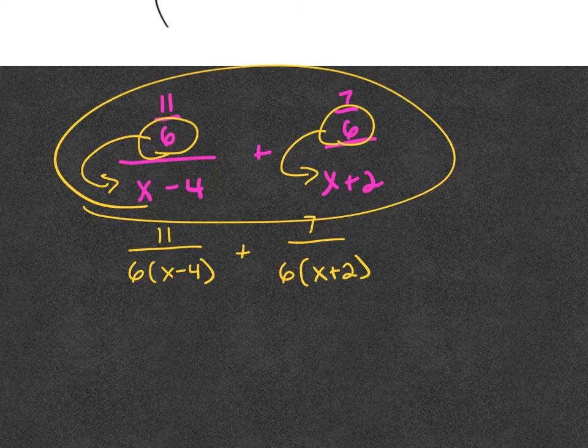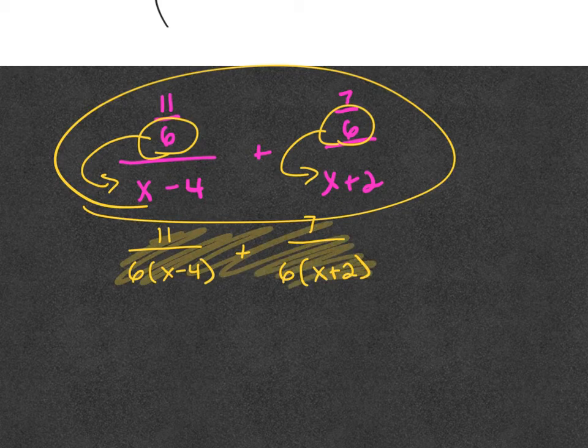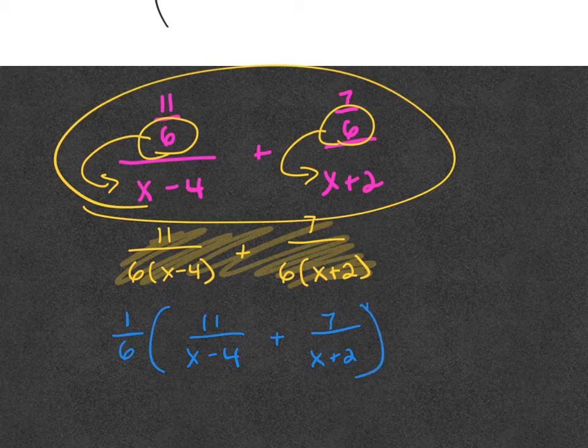You can even go one step further and factor out a 1/6. This answer is totally fine, but on standardized tests or multiple choice ones, they will take out the 1/6 and leave it as 1/6 times 11 over x minus 4 plus 7 over x plus 2. So a standardized test would write it like the second method. I will take either method.